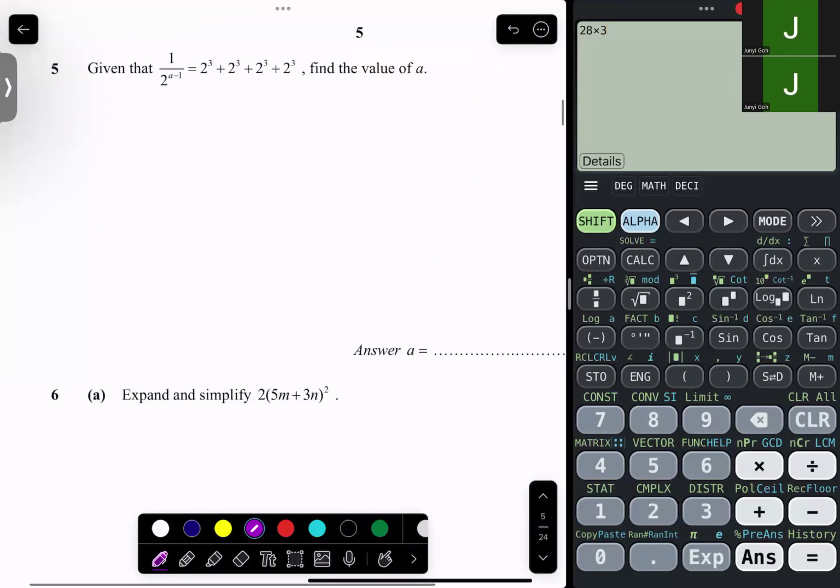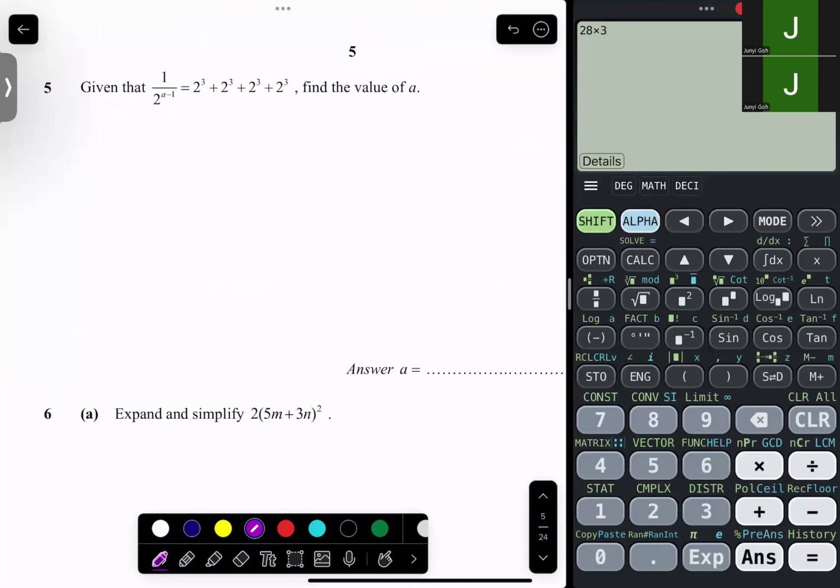Okay, question 5, right? Few things to take note in this question. We have 2 cubed plus 2 cubed plus 2 cubed plus 2 cubed. What you need to understand is that we don't really have a rule for adding indices, but what we do have is the rules in multiplication. So instead of looking at this in the form of addition, I can look at it from the perspective of factorizing out the 2 power 3.